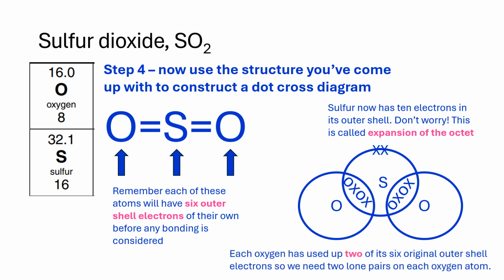The next thing to do is to look at the oxygen atoms. Now each oxygen has used up 2 of its 6 original outer shell electrons. So we need 2 lone pairs on each oxygen atom, like this. So this now gives us our final structure.